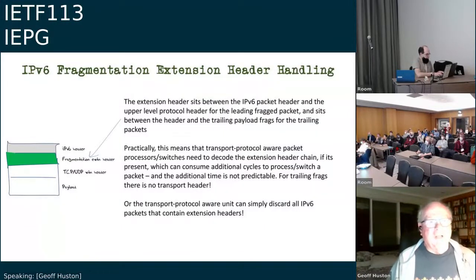The extension header handling, because it sits between the V6 header and the sort of upper level protocol, the transport header, also means that some transport protocol aware processors, be they switches or whatever, find the wrong data at the wrong offset. You go, but why is network middleware looking at the upper level protocol header?